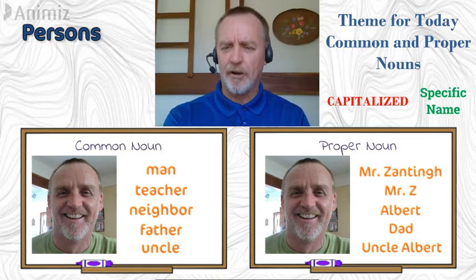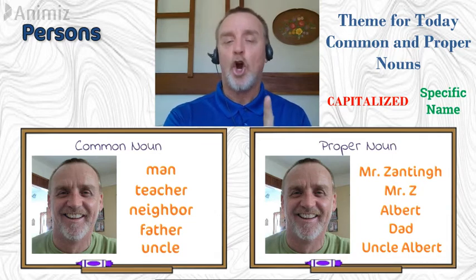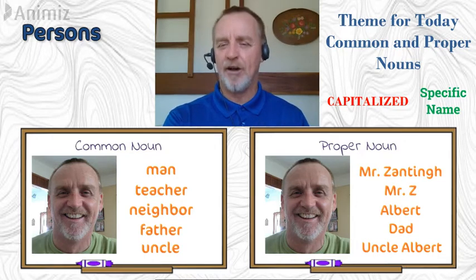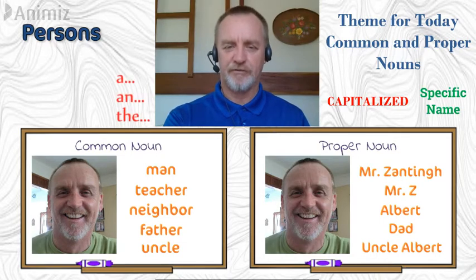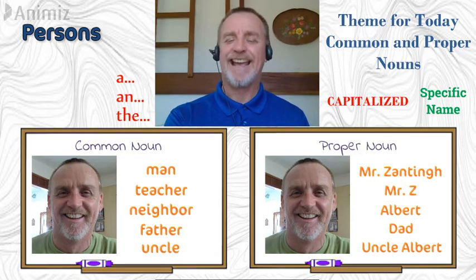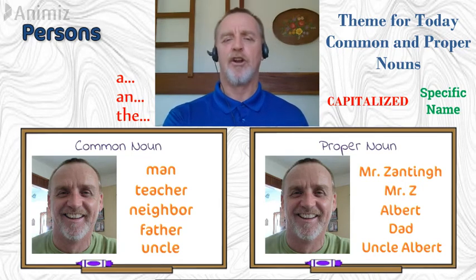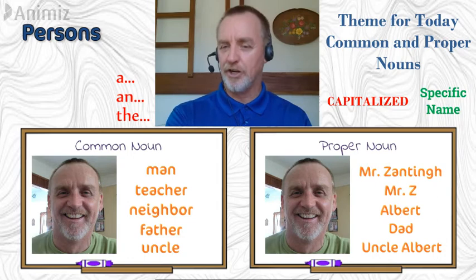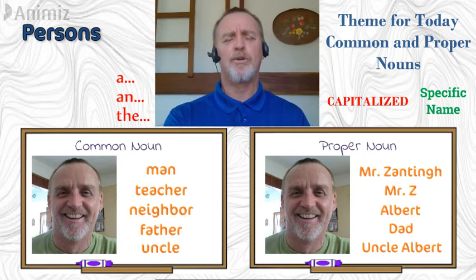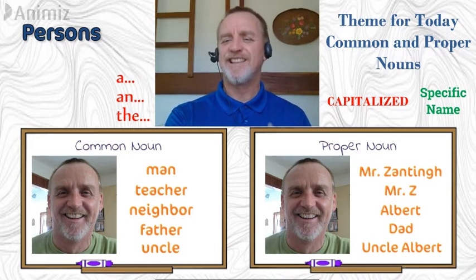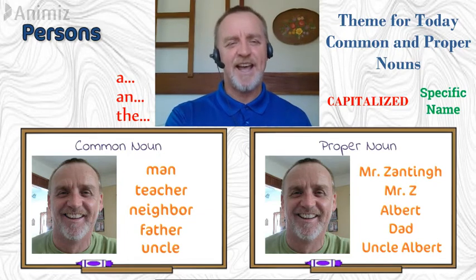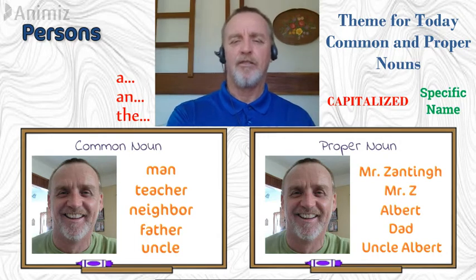If you were listening carefully, you would have heard a difference. Every time I mentioned a common noun, I used an adjective in front of it. I said, a man, a teacher, a neighbor, a father, an uncle. If you see or hear the adjective a in front of a word, there is a pretty good chance that that word is a noun. The same is true if you see the adjective the. This word is an excellent clue that a noun is nearby. The man, the teacher, the neighbor, the father, the uncle.